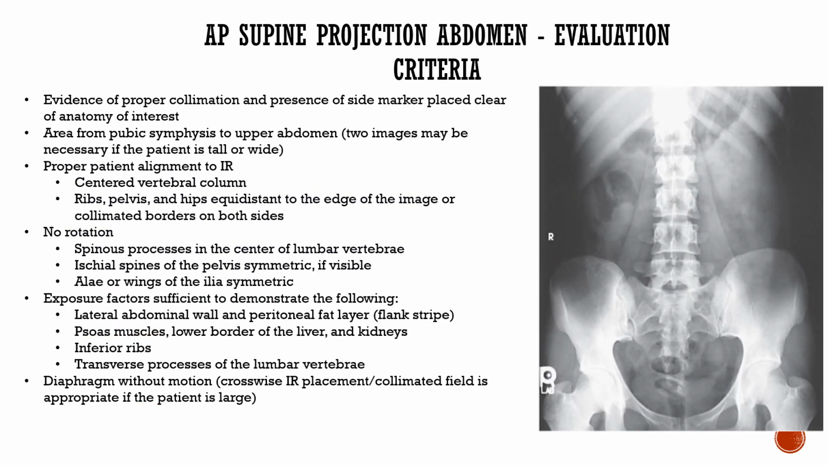So looking at our image, we can see the psoas muscles, we can see the outline of the kidneys, we can see the transverse processes well visualized on the image, as well as the liver that's seen as well, and then even the ribs are shown too. The pubic symphysis is included on this image.